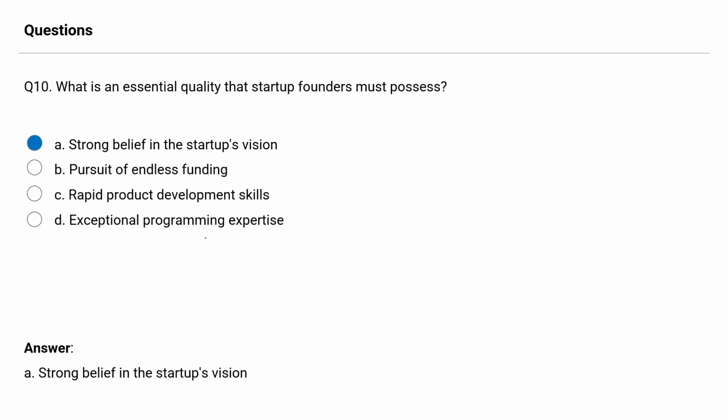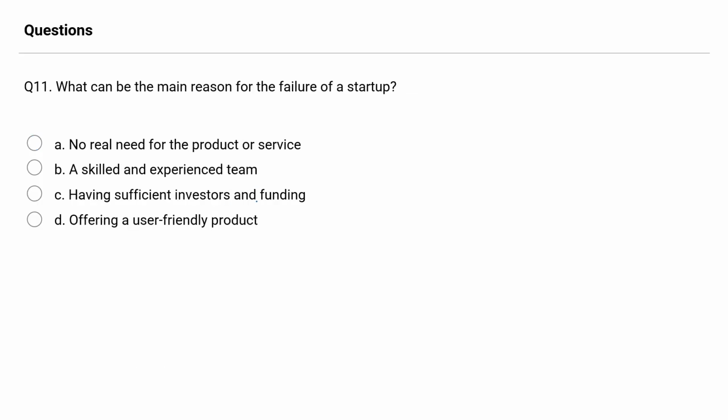All right. Let's go to the 11th question. What can be the main reason for a failure of a startup? Okay. If a startup is failing, what could be the reason for it? We're talking about the main reason. No real need for the product or service, a skilled and experienced team, having sufficient investors, and offering a user friendly product. It's a very direct question. I would say you only tell me what would be the right answer. Use the chat box and let me know. Okay.